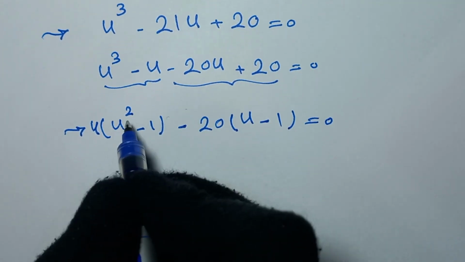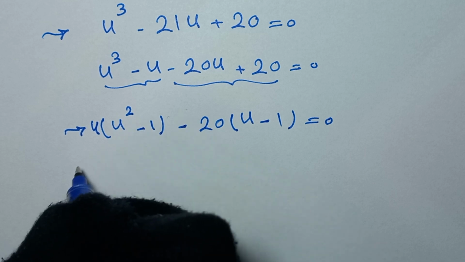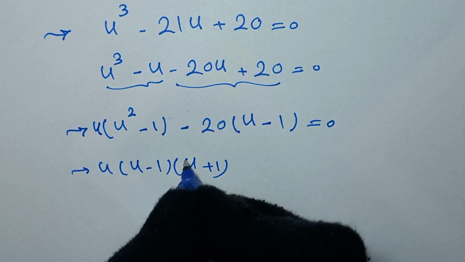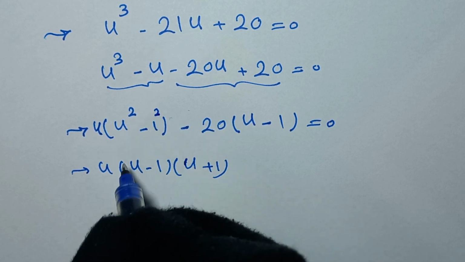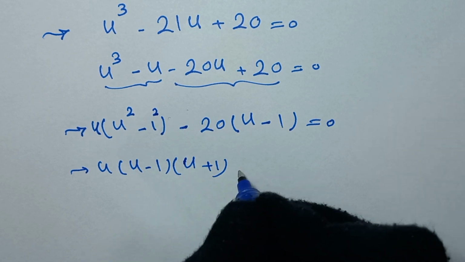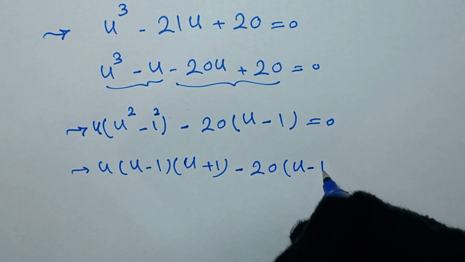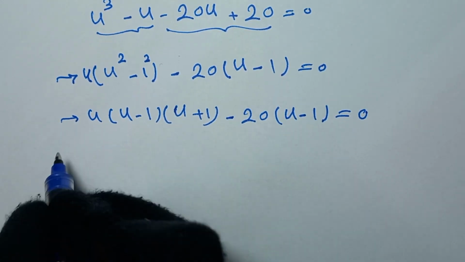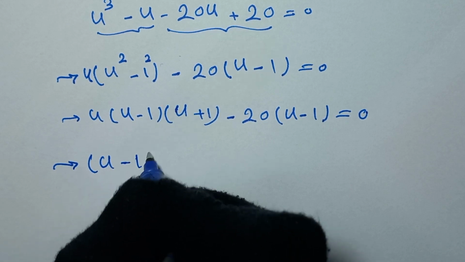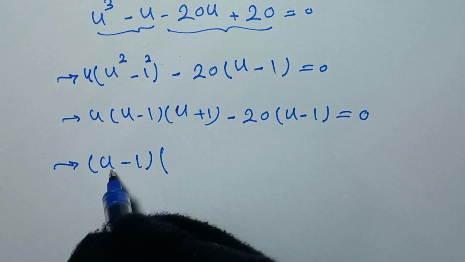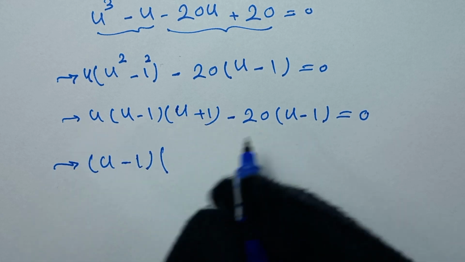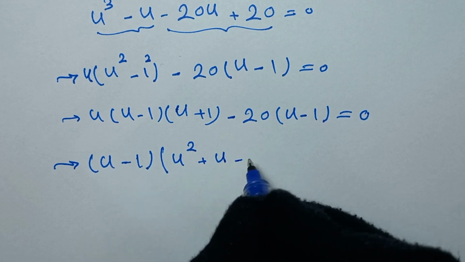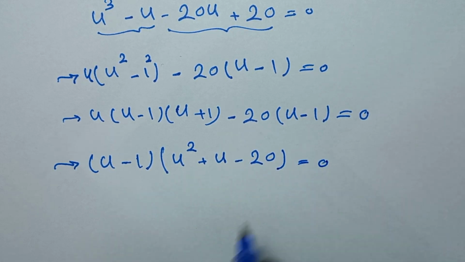And here, this is in the form of a difference of two squares, and we can write this as u times (u minus 1) times (u plus 1), right? Here we can write 1 as 1 to the power of 2, and we can write this in this form. And minus 20 times (u minus 1) is equal to 0. In the next step, u minus 1 is common, so we factor out u minus 1. And this divided by this will be u times (u plus 1), and u times (u plus 1) will be u squared plus u, and this divided by this will be negative 20, is equal to 0.